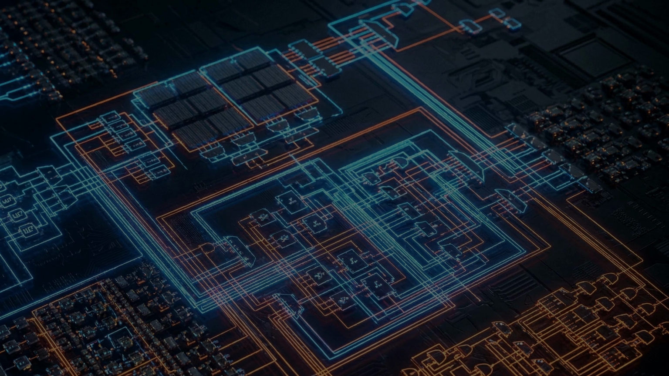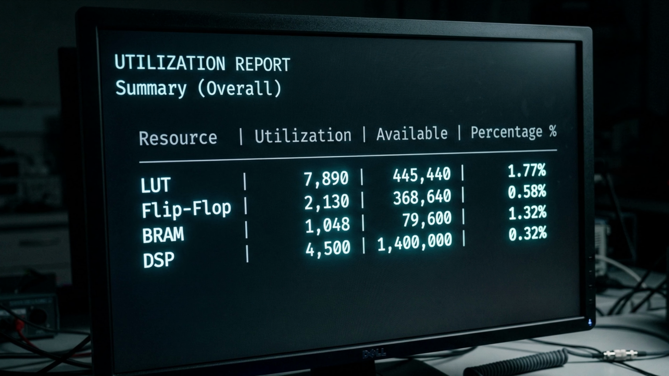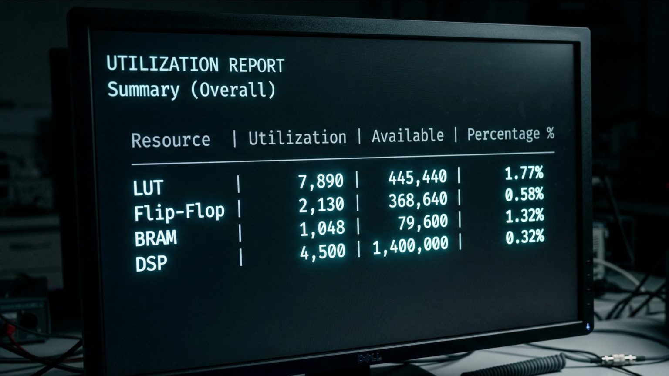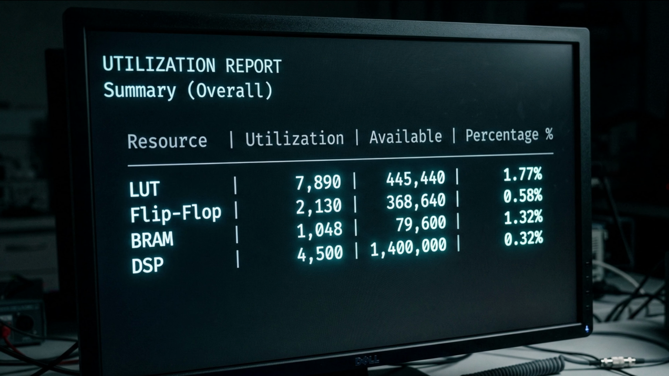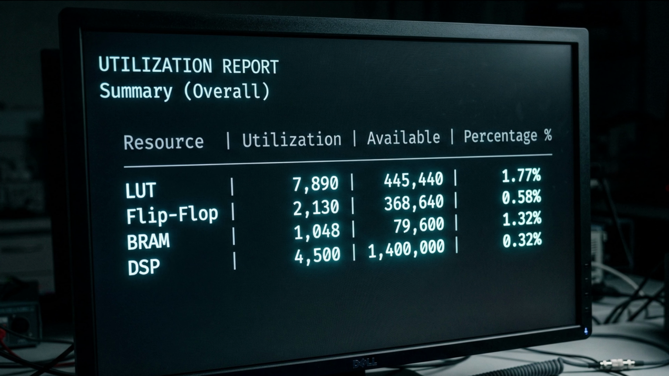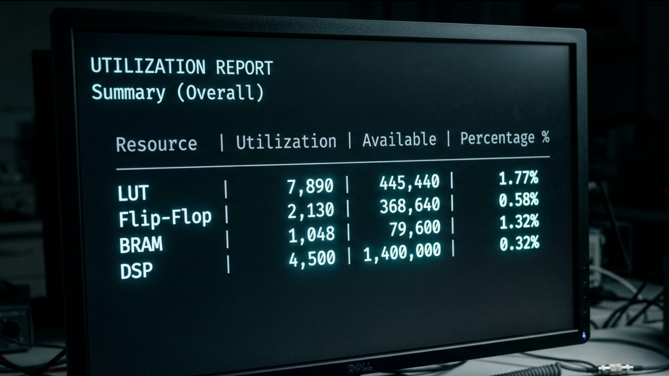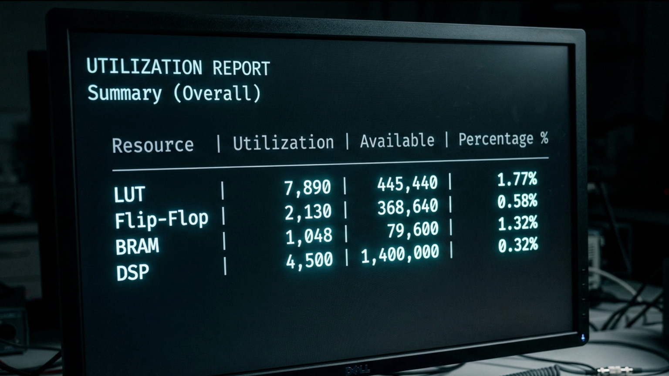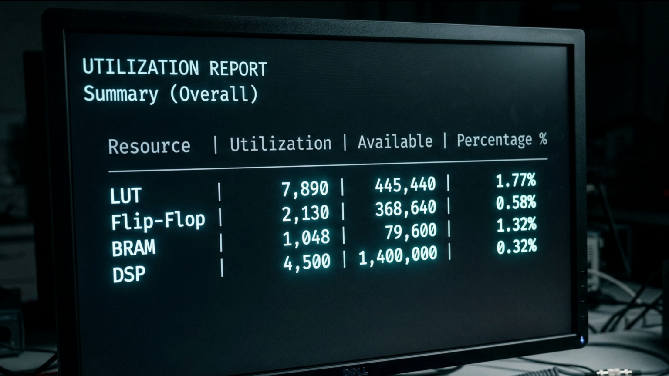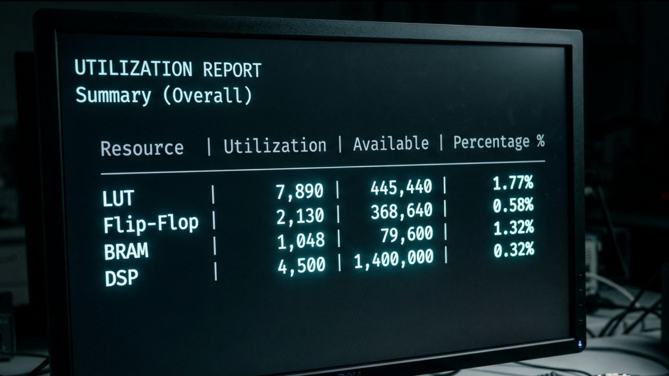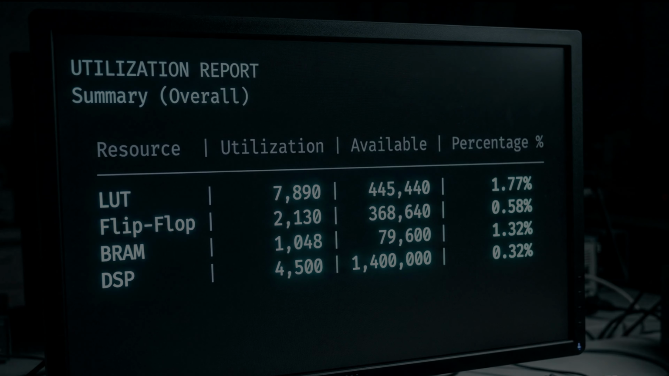The synthesis report opens. We look at how much silicon is needed to run the Ghost's entire architecture. 4,847 LUTs, 3,201 flip-flops, 12 BRAM blocks, 8 DSP slices. In total, less than 2% of the Xilinx UltraScale Plus resources. 2%. The Ghost uses 2% of this chip's capacity. This is not efficiency. This is surgical precision. Nothing unnecessary exists. Every gate serves a purpose. Every flip-flop holds a state. No silicon is wasted.